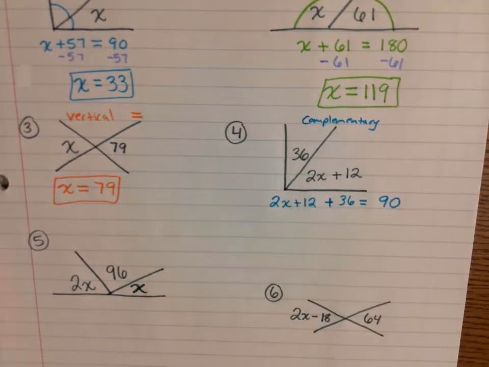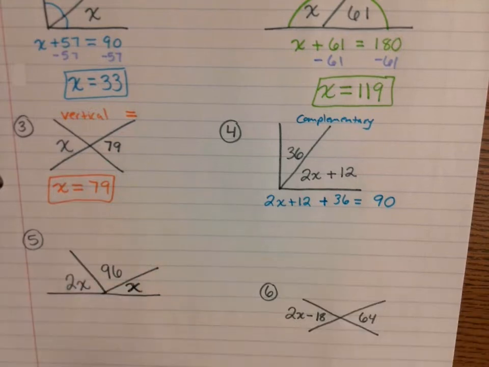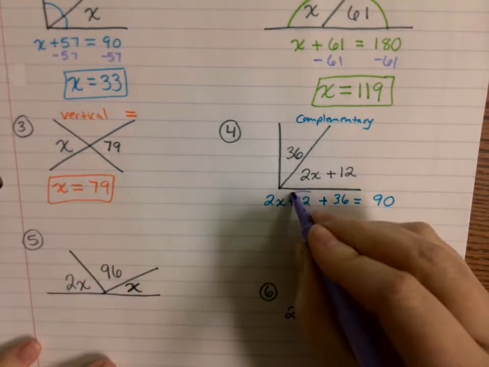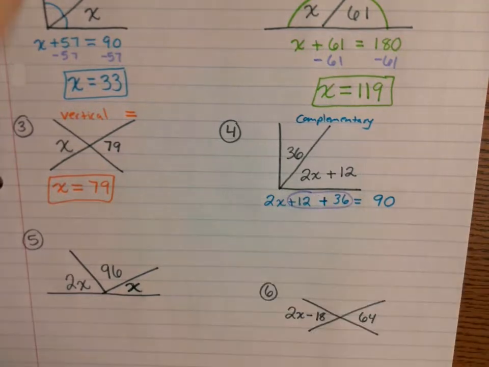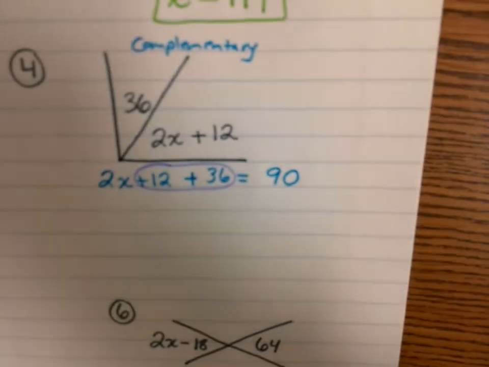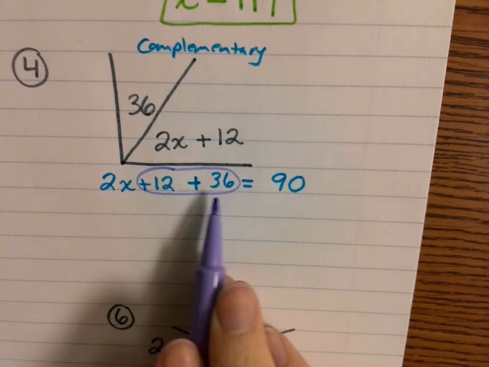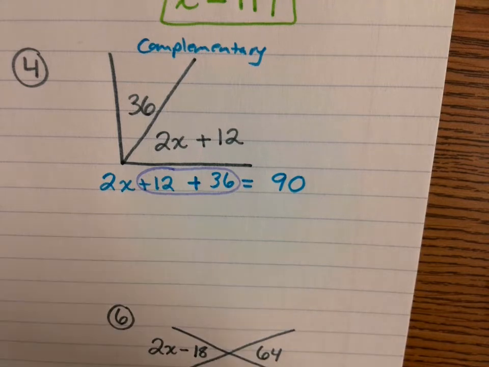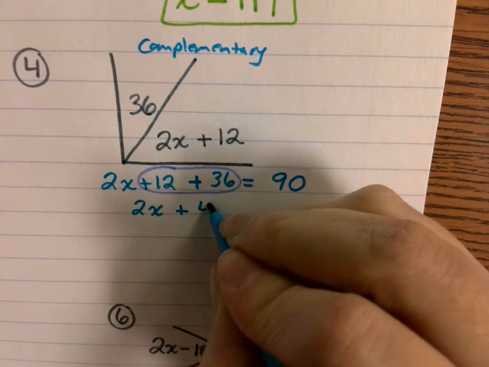Before I start moving things to opposite sides, I'm going to go ahead and combine my like terms. So I have a positive 12 and a positive 36 that I can actually combine together. I'll go ahead and zoom in so you guys can see it a little bit easier. I can combine that positive 12 and positive 36 together to simplify my equation. So I wind up having 2x plus 48 is equal to 90.